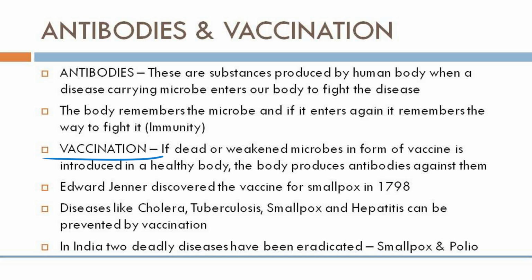Edward Jenner discovered the vaccine for smallpox in 1798. Diseases like cholera, tuberculosis, smallpox and hepatitis can be prevented by vaccination, and in India, two deadly diseases have been eradicated with the help of vaccines, which are smallpox and polio.